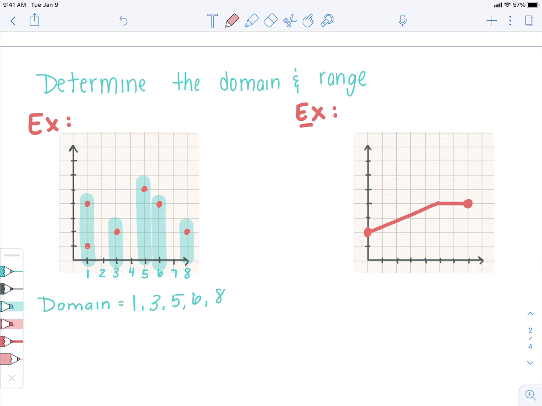So now if I wanted to do the y values, or if I wanted to do my range, it's going up the side. So 1, 2, 3, 4, 5, 6, and 7. And I want to see, okay, I do have a point when y is 1. So in my range, I have a 1. I have points at 2. So I'm going to include 2 in my range.